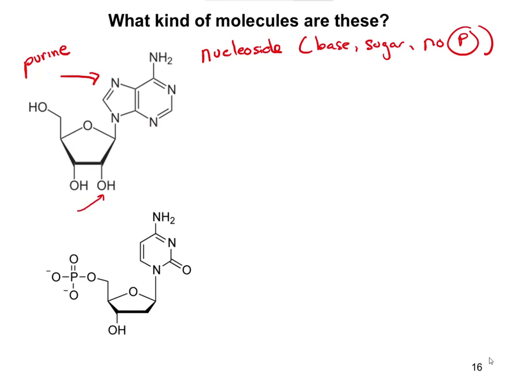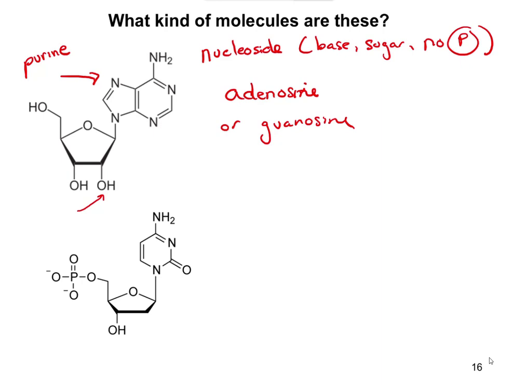So this would be either adenosine or guanosine, based on what we know. And it's actually going to be the first one. It's actually going to be adenosine here. But again, I wouldn't expect you to be able to distinguish between the two.